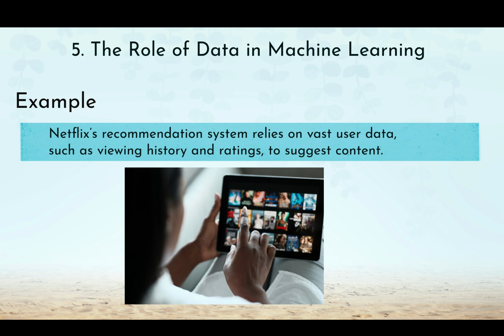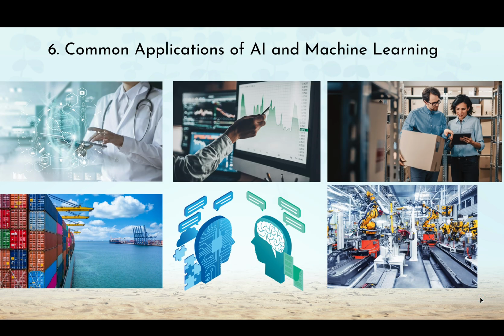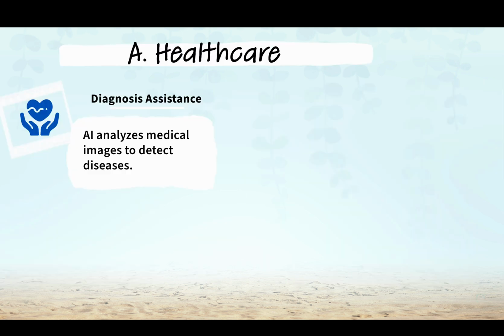6. Common applications of AI and machine learning in healthcare. Diagnosis assistance. AI systems are increasingly used to analyze medical images such as X rays, MRIs, and CT scans to detect diseases more accurately and efficiently. By recognizing patterns in medical imaging data, AI can assist doctors in making faster and more accurate diagnoses.